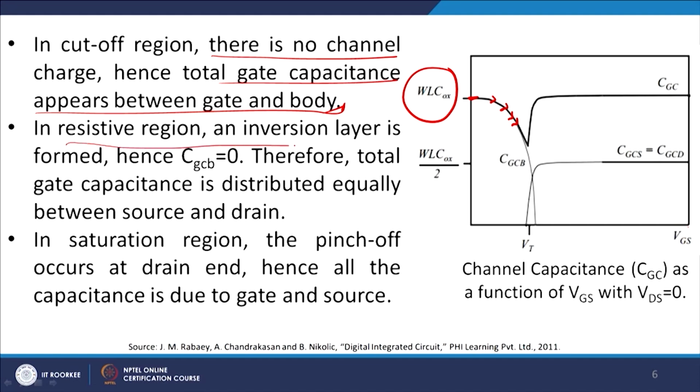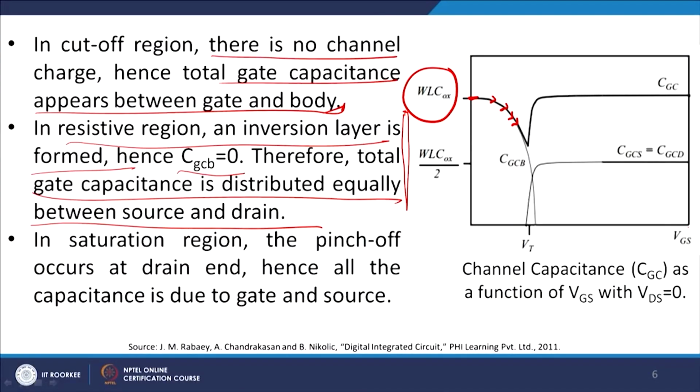In the resistive region an inversion layer is formed, right, hence CGCB or bulk is 0. Therefore, the total gate capacitance is distributed equally between source and drain, right. So, let us suppose you had 10 femtofarad as a total, gate to bulk goes to 0 and therefore this breaks down into 5 femtofarad, one goes to the source side, another goes to the drain side. That is what is basically found in this region, that you will have equal distribution between source and drain, and this will result in equal charging on the source and drain side, and they will be almost equal to each other.